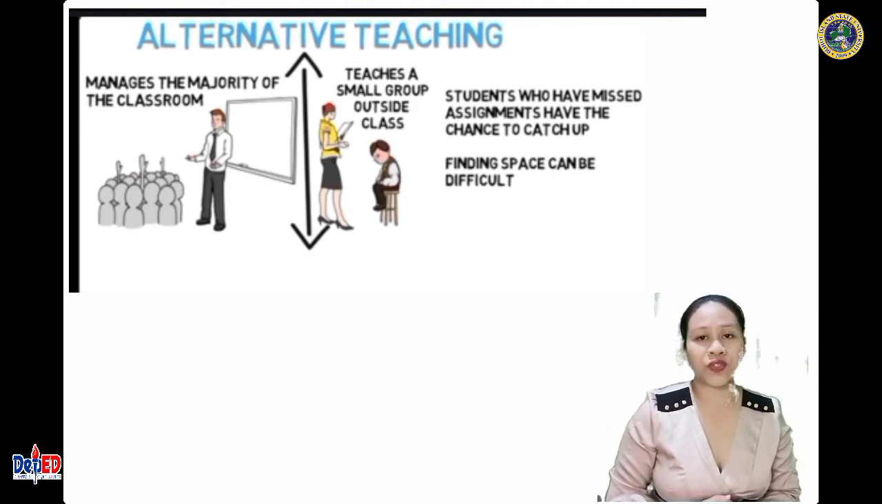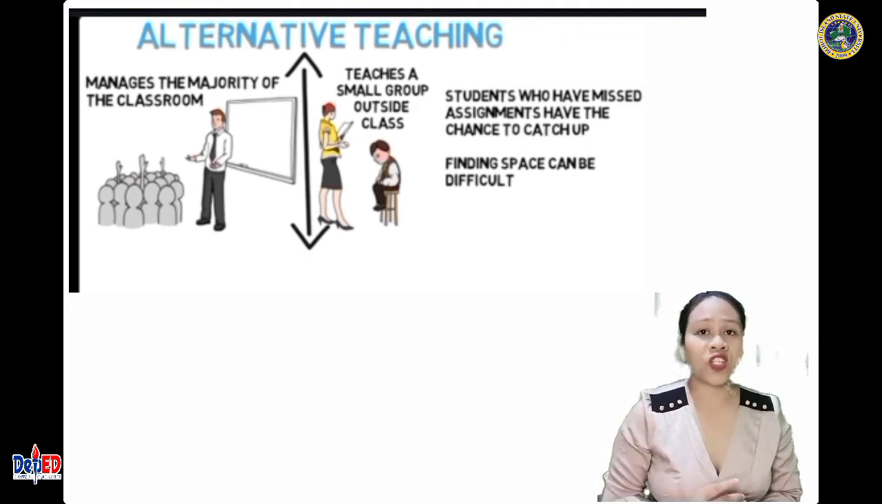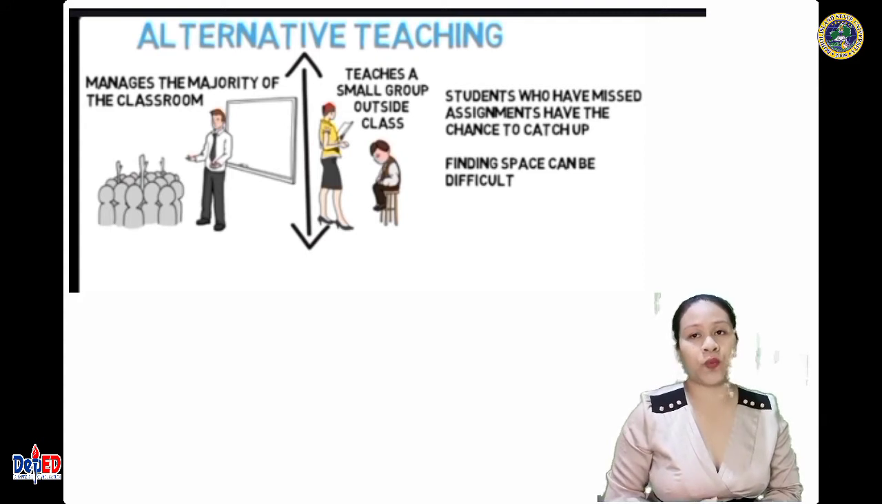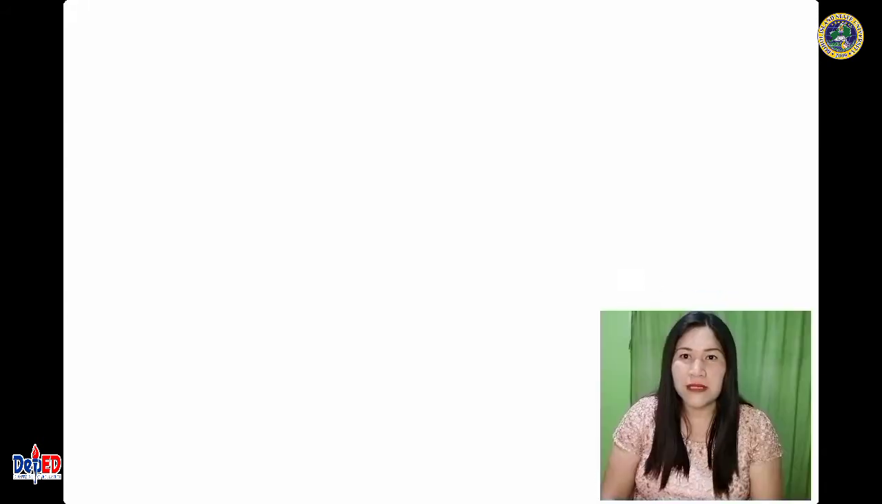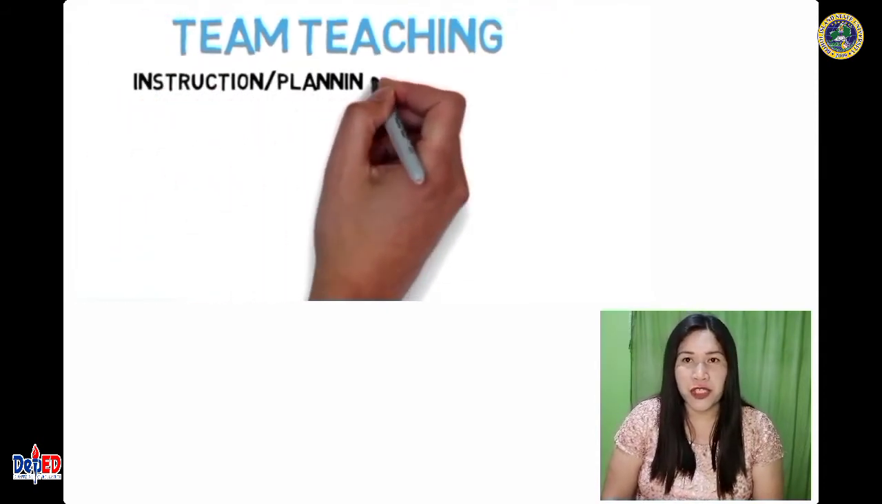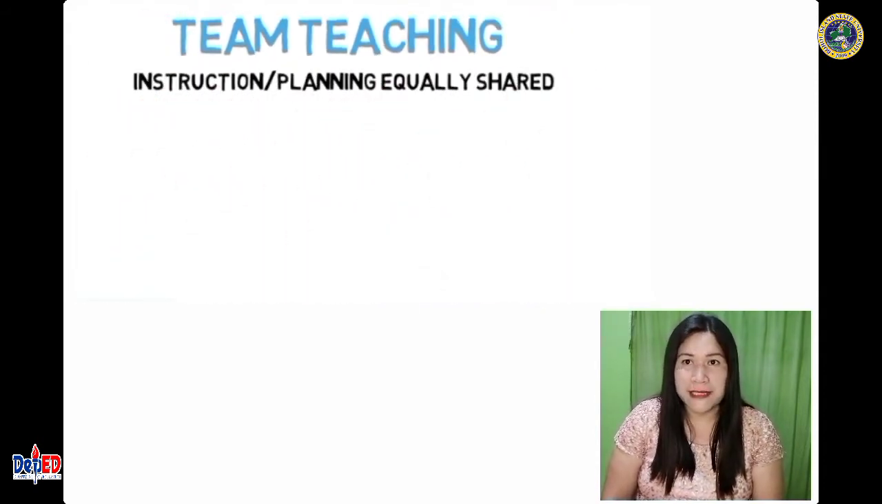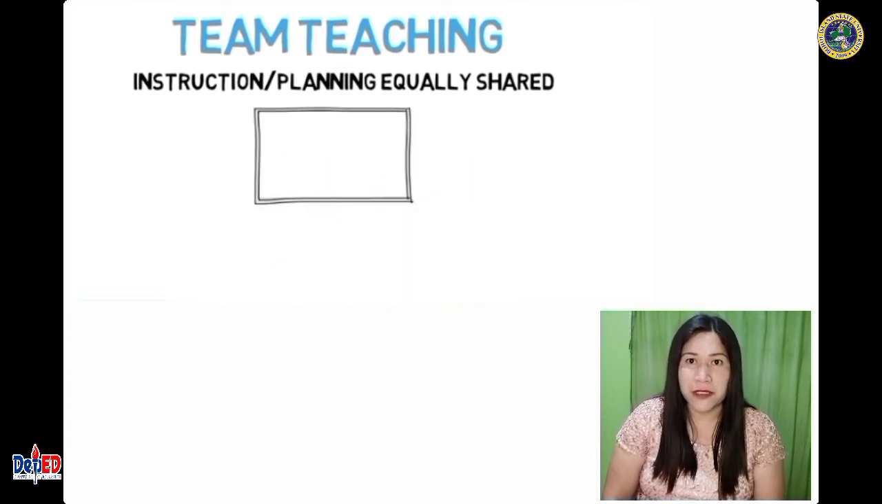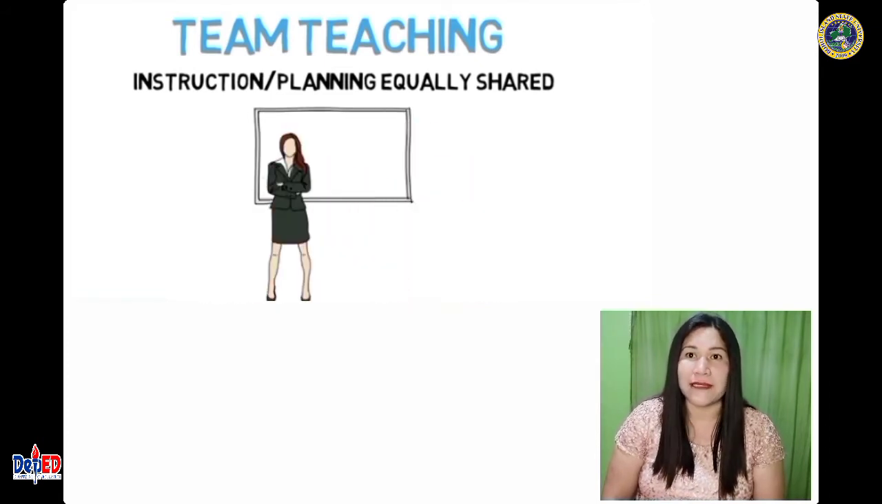How it helps the students. The other teacher can work with a small group on a different lesson or give more support to struggling learners. Number 5 is team teaching. In team teaching, both teachers are in the room at the same time but take turns teaching the whole class.